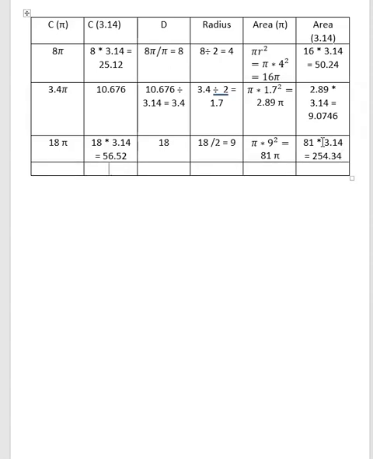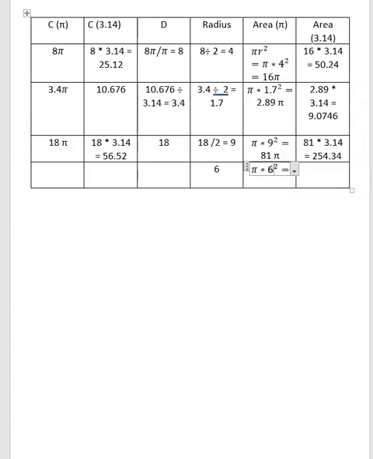Okay, our next one, we're going to start this time with a radius. Let's make our radius be 6. If the radius is 6, we can go either direction first. Let's go area first this time, just for fun. We know that pi r squared sounds like area to me. So pi times 6 squared. Well, 6 squared is 36, so then we have 36 pi. On this one, we do 36 times 3.14, which is equal to 113.04.